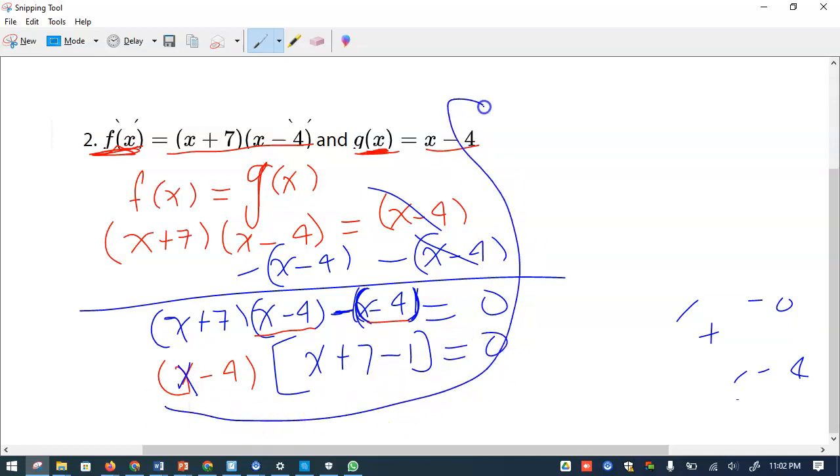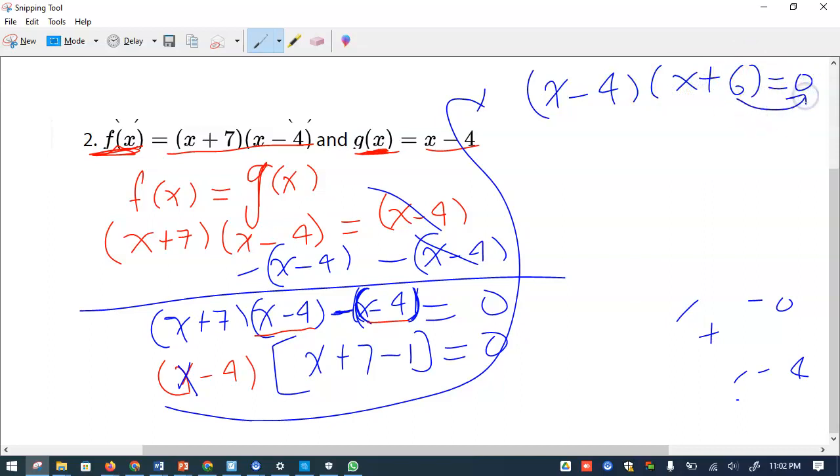So this I'm going to write here. What's going on here is x minus 4 and the other one is x plus 6 equals 0. So when can this be equal to 0? Either x minus 4 is 0 or x plus 6 equals 0.